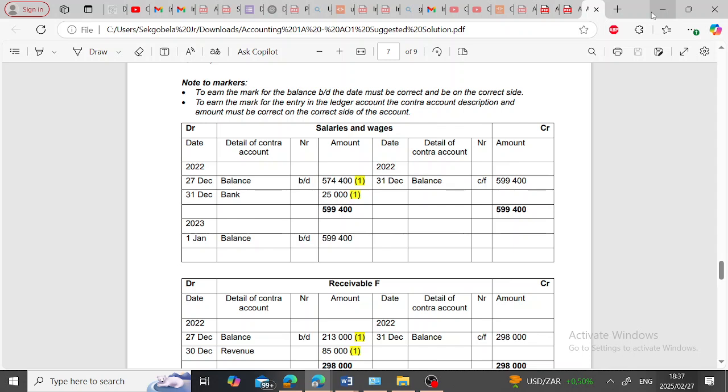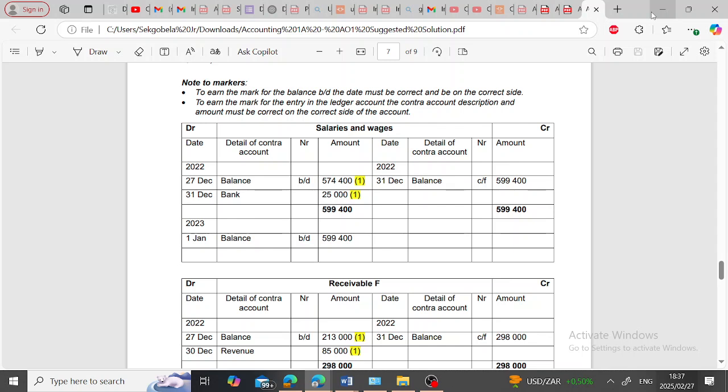So what is meant by this? 574 plus this gives us 599,400 rands. So this is going to be the amount that's greater. Then they make it balance. And then they insinuate that for next year, our opening balance for this is going to be 599,400, which is very misleading, right? For example, I didn't balance it on the credit side, I just put a 0 there.